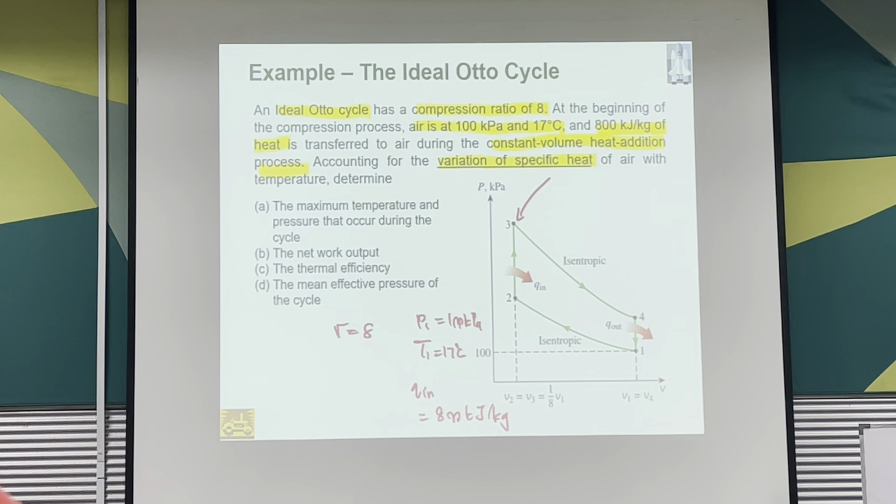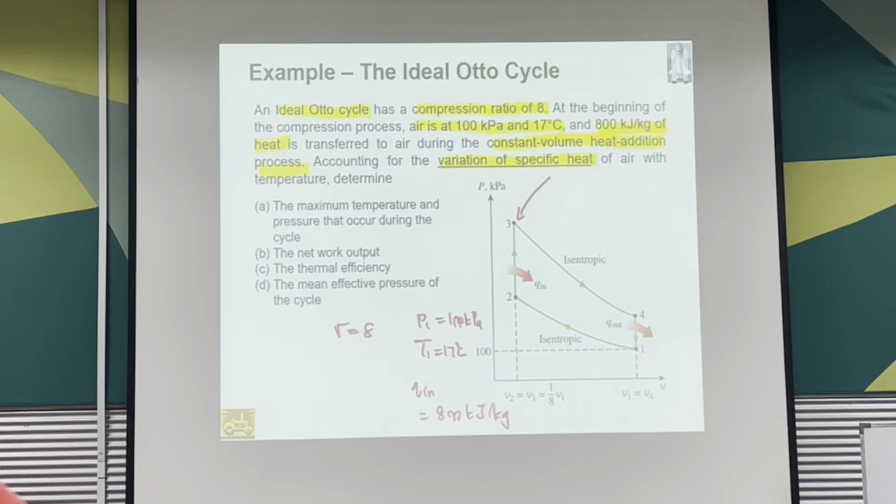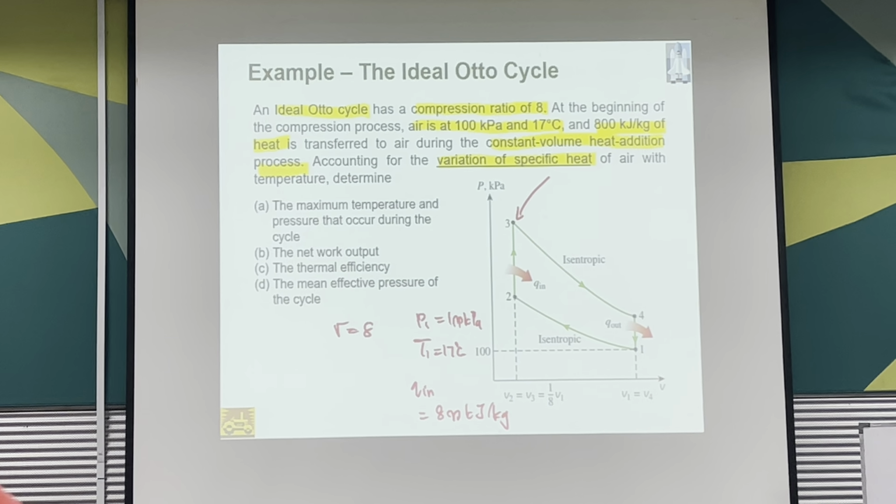Like I said, if you don't know what to do, we find all the u first, or T if it is constant specific heat. So we look for all the u first. Now, what information do we have here? We have the compression ratio, we have everything for state 1, we have Q in. So we can start from state 1, obviously.